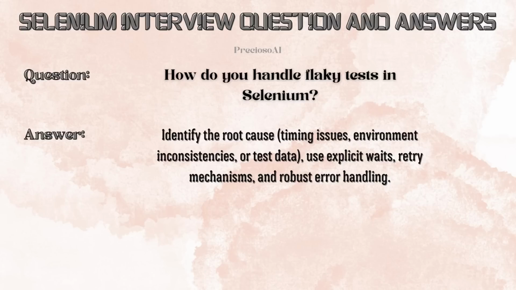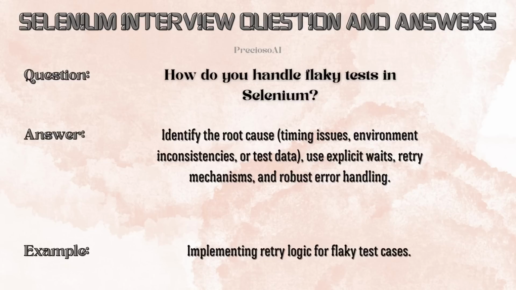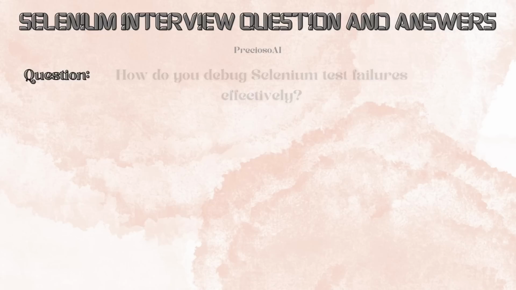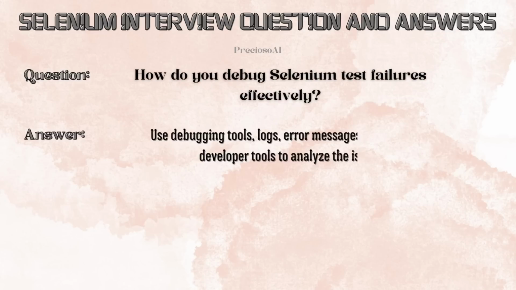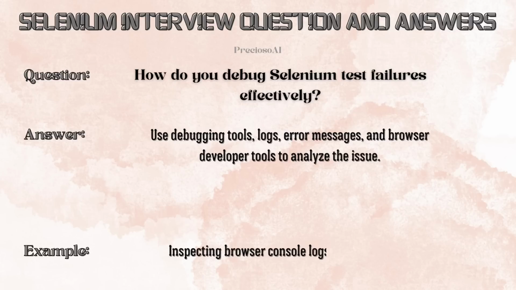And the answer is identify the root cause, timing issues, environment inconsistencies, or test data, use explicit waits, retry mechanisms, and robust error handling. For example, implementing retry logic for flaky test cases. Next question: how do you debug Selenium test failures effectively? And the answer is use debugging tools, logs, error messages, and browser developer tools to analyze the issue. For example, inspecting browser console logs for error messages.